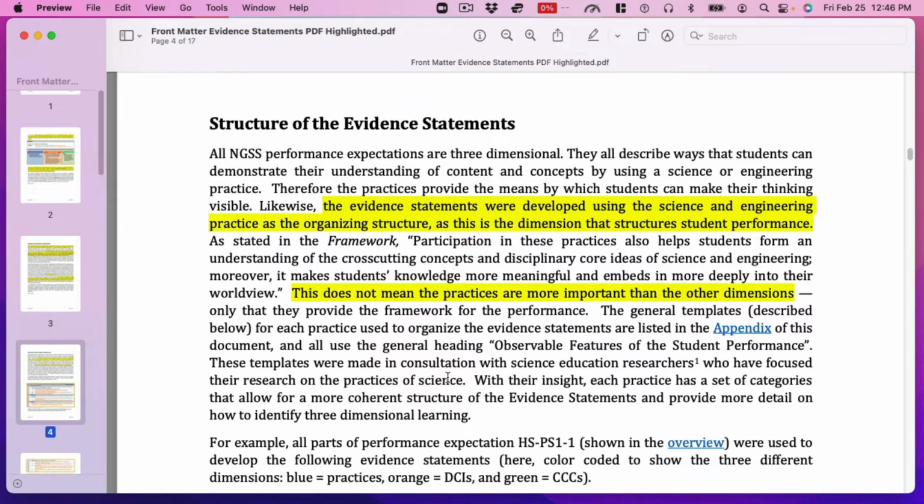So when we look at the structure of the evidence statements, they were developed using the science and engineering practices as the organizing structure. That doesn't mean that the practices are more important than the disciplinary core ideas or the cross-cutting concepts. It was just a way to scaffold because it's what students do. So if we're going to ask students to demonstrate or show their understanding, it should be through the doing part of that standard. In this case, it is the science and engineering practice.